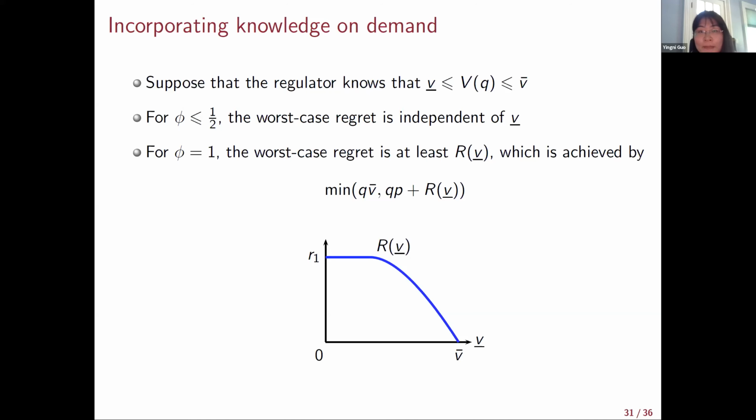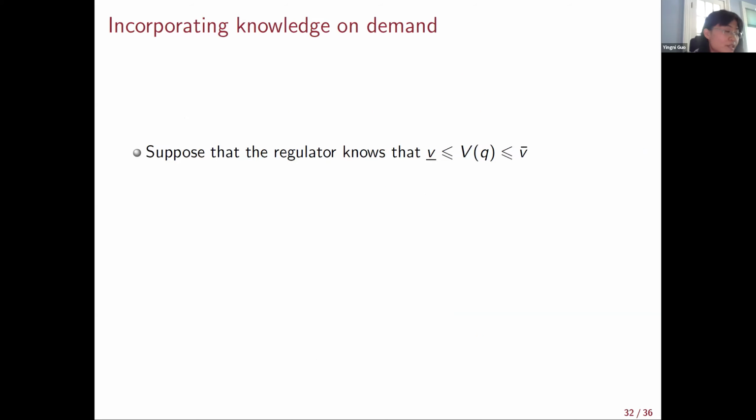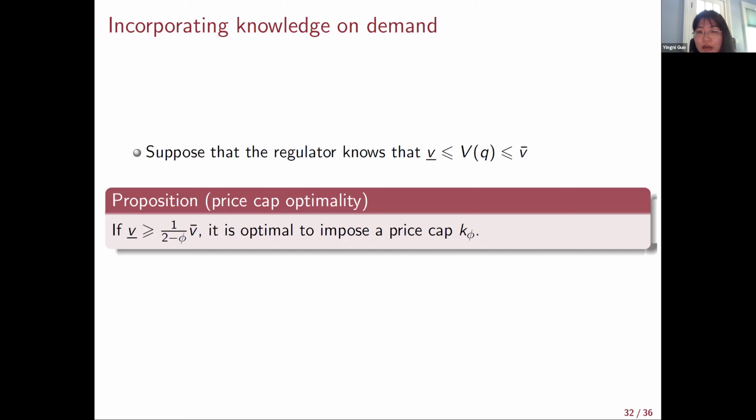Thank you, Danny. So the other thing we have about incorporating demand information is this more general price cap optimality. Previously we said that when phi is equal to 0, price cap is optimal. But here we can extend it to phi being small, but not necessarily 0. So if V lower bar is greater than this value, then it's optimal to impose a price cap.